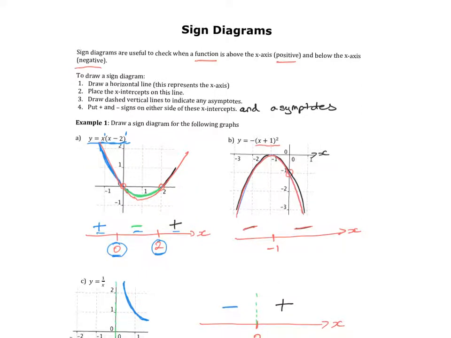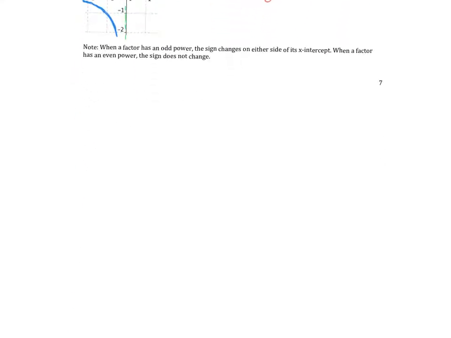Let me just give you a few more examples of that. For instance, if I have y equals (x plus 1) times (x minus 3) squared. Notice this one has an odd power, or an invisible power of 1, so that's odd. This one here has an even power. So according to the previous sentence, we expect it to be on the same side of the x-axis here, and here we expect it to swap.